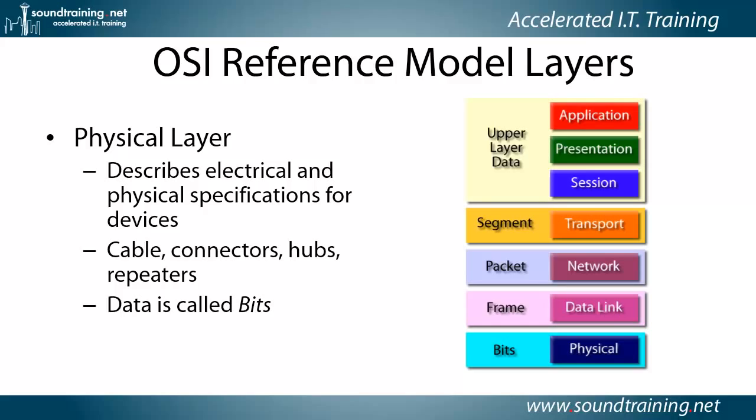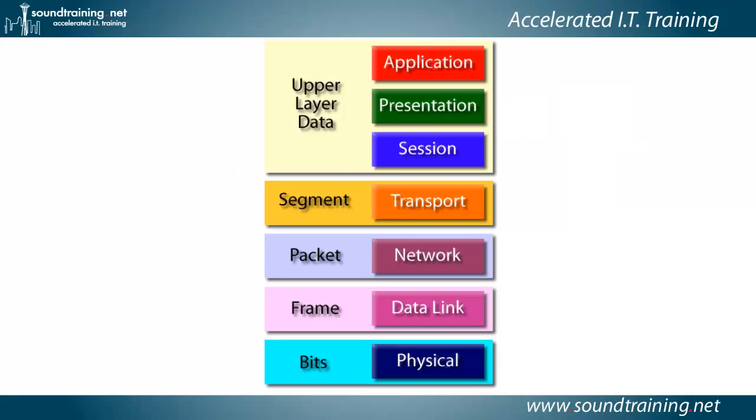So when people say start your troubleshooting at the physical layer or layer 1, they're talking about the OSI reference model. You want to check and make sure things are plugged in, turned on, and that you have the right kind of cabling and the right kind of connectors.